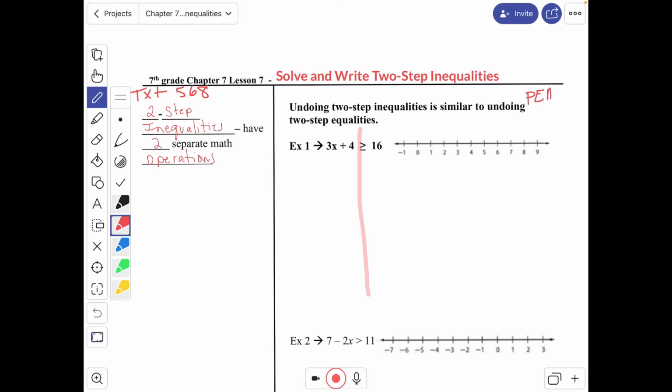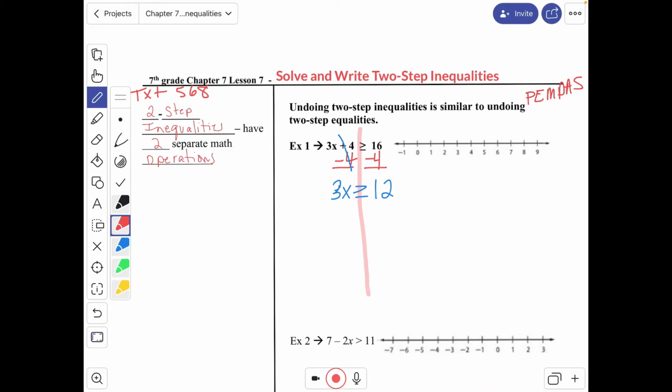And we're working this backwards, so it's PEMDAS backwards. We're going to undo the adding or subtracting first. So the opposite of a positive 4 is a negative 4. So negative 4 to both sides. And that makes these cancel because they're opposites. And the 3x comes straight down. The inequality symbol comes straight down, which is greater than or equal to. And then 16 minus 4 makes 12.